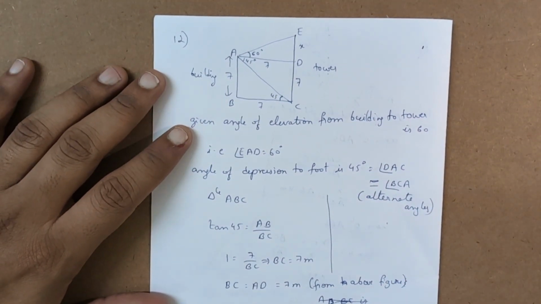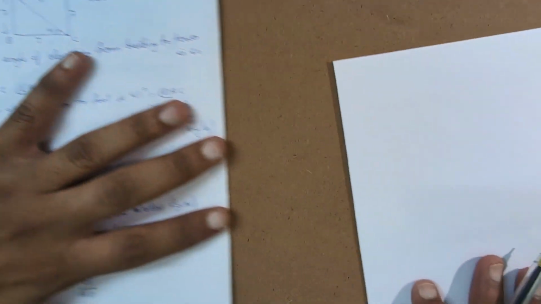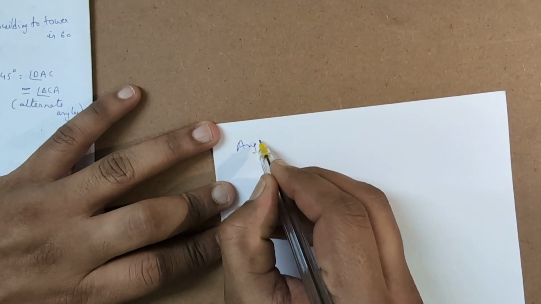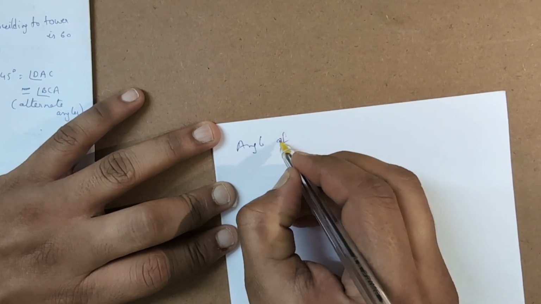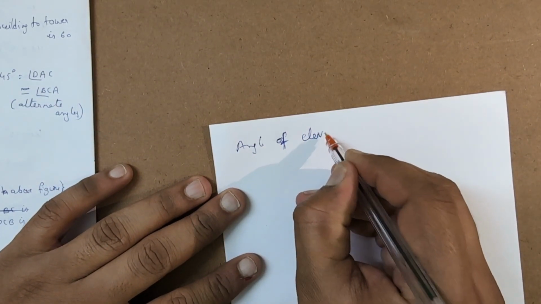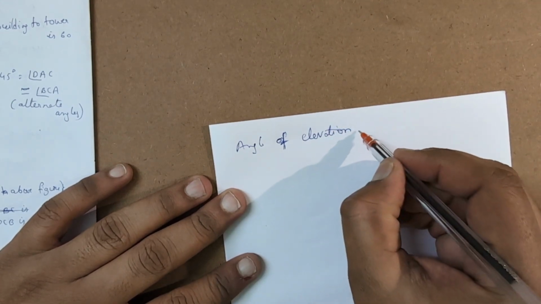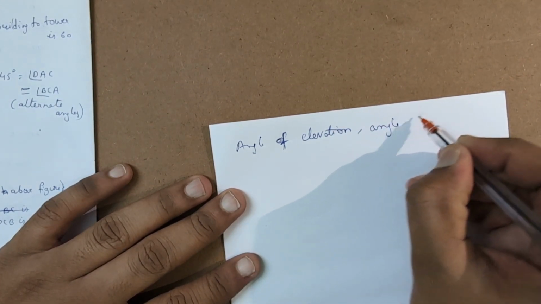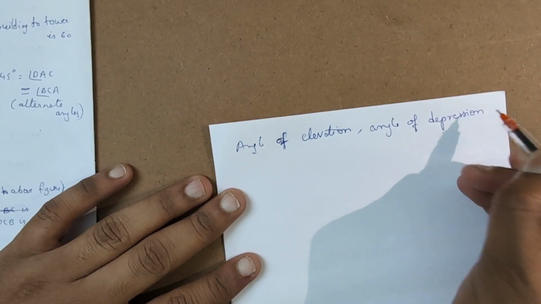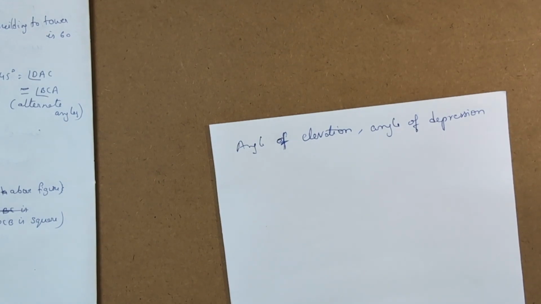Before moving to the next question, I just want to explain two things. We have two types of angles: the angle of elevation, and the second one is the angle of depression. So what is the angle of elevation?